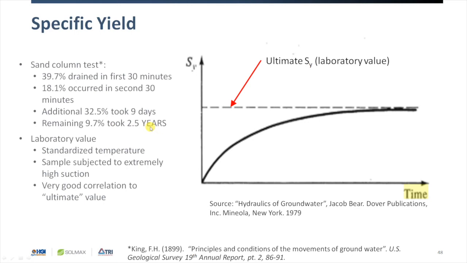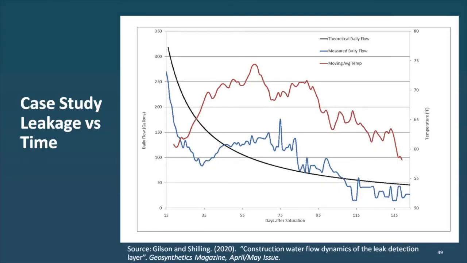So if you had a similar sample and you were measuring specific yield, or the liquid that came off of that sample, every day, that value would change and it would go up, and it would approach the ultimate value, which is our laboratory value, or specific yield at time equals infinity. That laboratory value is obtained at a standardized temperature. It's subjected to extremely high suction, and they found that it has very good correlation to the ultimate value, or the forever value.